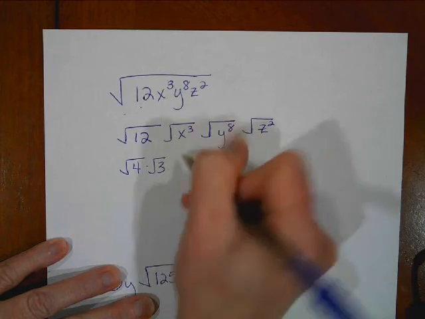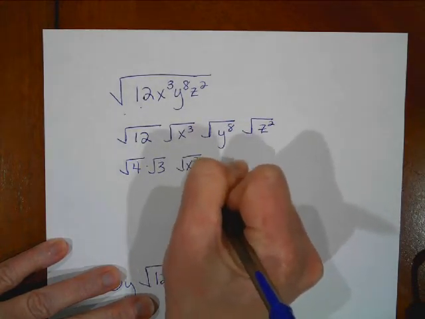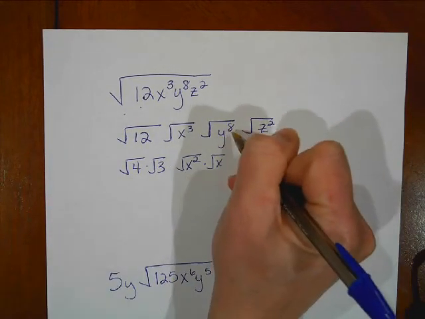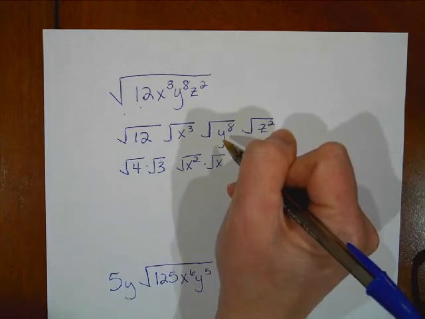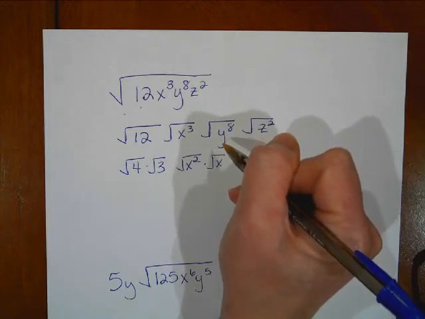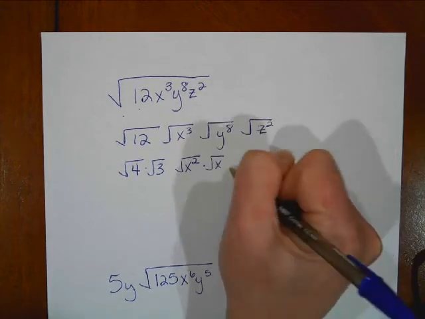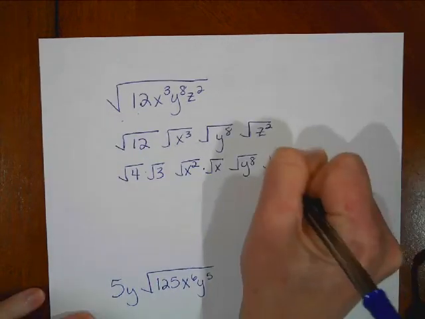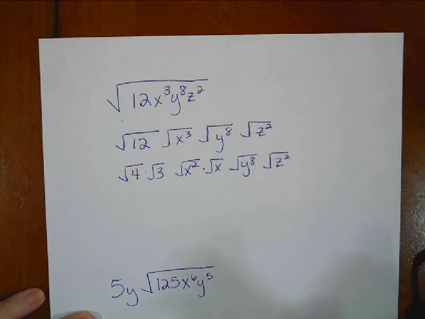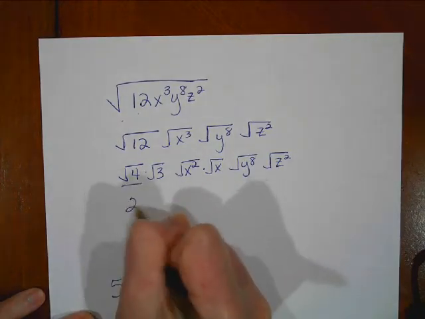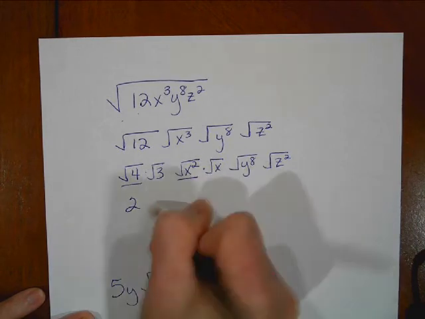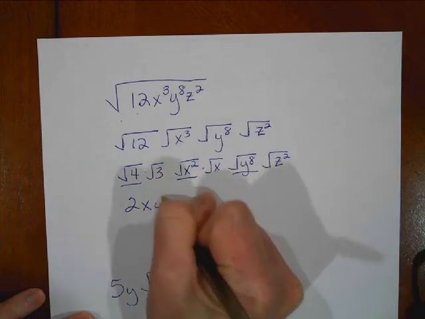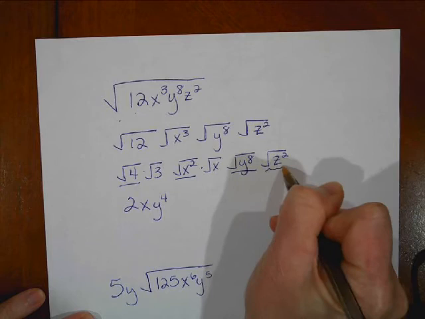X cubed is not a perfect square, but it can be broken up into x squared times the square root of x. Okay? Y to the 8th doesn't seem like it's a perfect square, but it is, because I'd have y squared, y squared, y squared, y squared. So really, I can just take the square root, or half of that, of y to the 8th. And same thing with the z squared. Okay? So, square root of 4 is going to be 2. The square root of x squared is just x. The square root of y to the 8th is y to the 4th. And the square root of z squared is z.